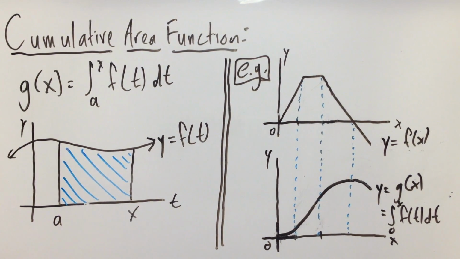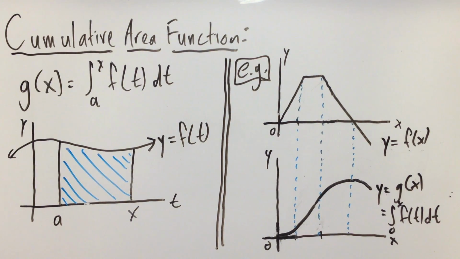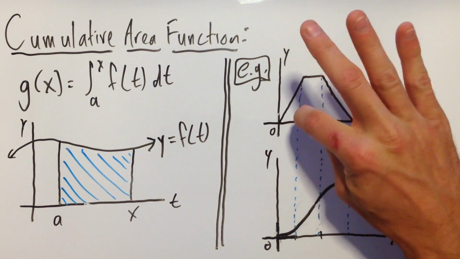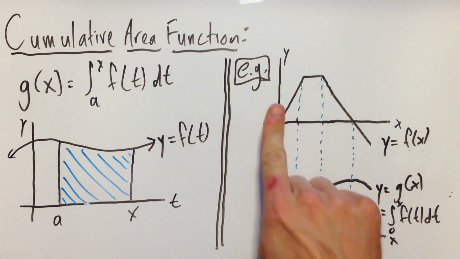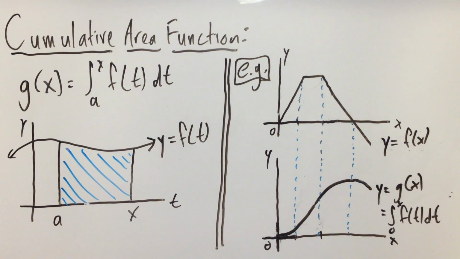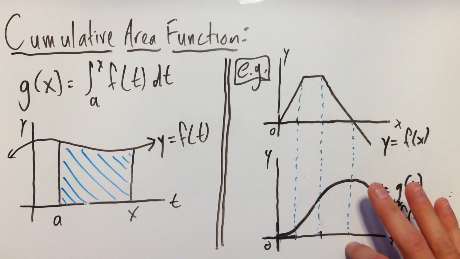So let's consider an example of this. Let's let this piecewise linear function be f of x, and down here I've sketched g of x, the integral from 0 to x of f of t dt, so it's the area between 0 and x. Let's investigate how I sketch this graph. Between 0 and this point, the function is positive. So as x moves to the right, the area is definitely increasing. So the cumulative area function should be increasing between 0 and this point.